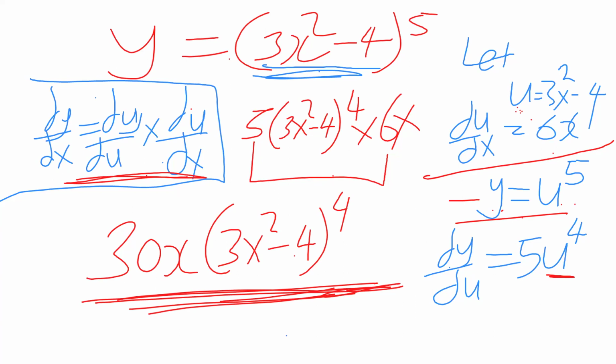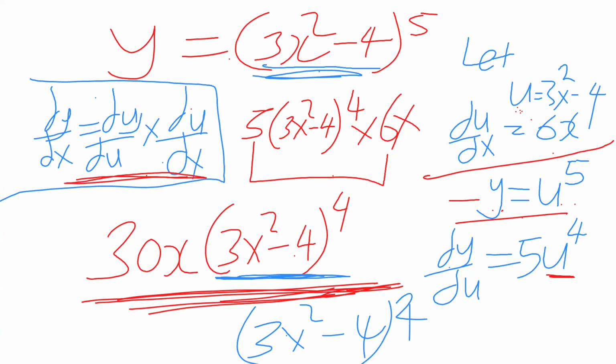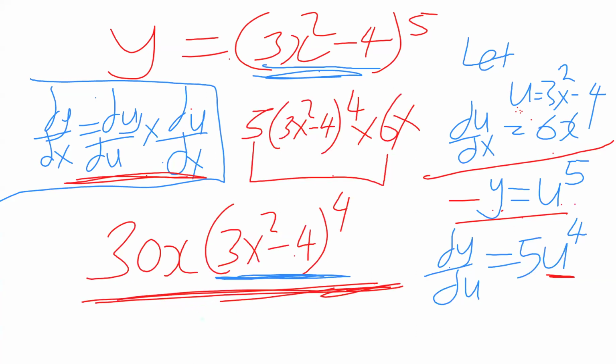So no need of multiplying inside. No, you can't, because this simply means to the power 4, it means that 3x squared minus 4 multiplies itself 4 times. That is a very huge expression, so it's better you just leave it like that. That's when you can manage it. You got it? That's about the chain rule. Is there any question about this?